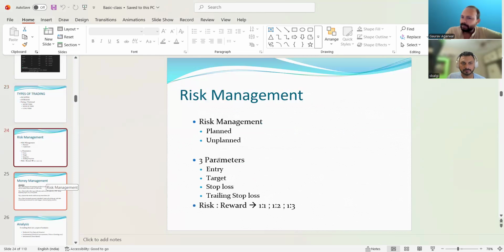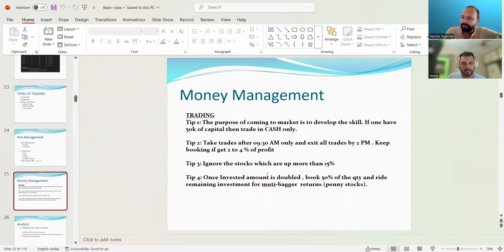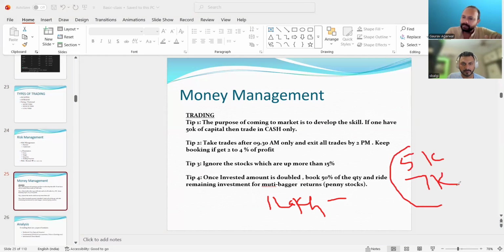So do you have any idea about risk management, money management? Money management, I have told you earlier, right? You have to invest a similar amount in all the stocks. If you are investing, let's say, 1 lakh in the US market, every time we have to keep one amount, like 5K or 7K. We have to invest the similar amount in every stock each time.